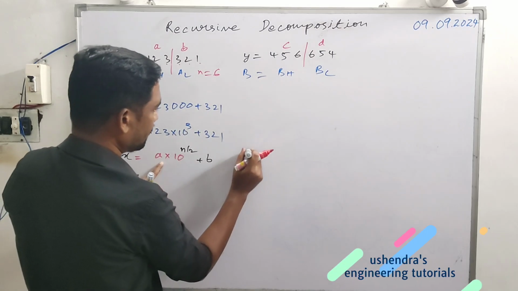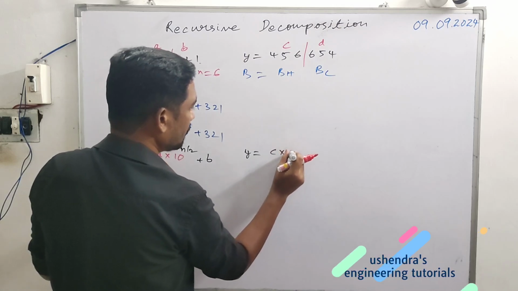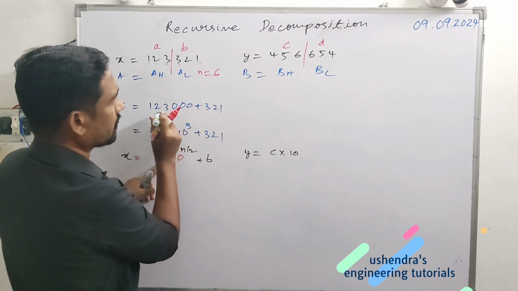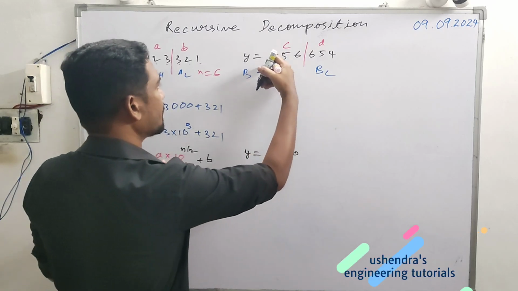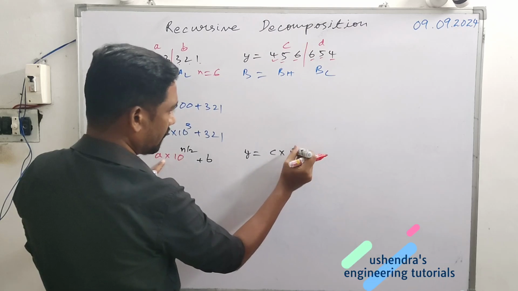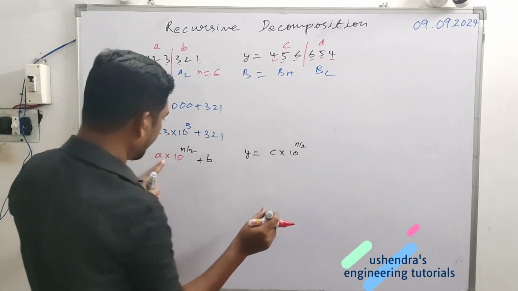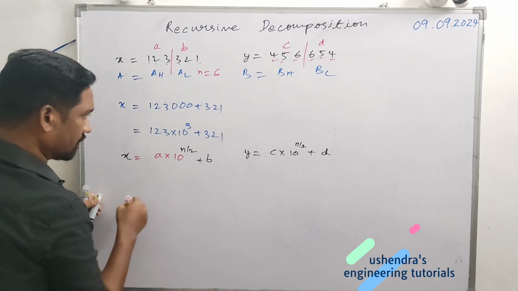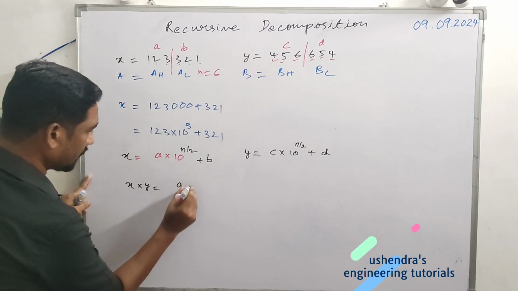And on the other hand, y will be in a similar manner. Y can be written as C into 10 raised to, again the same pattern, 456000 plus 645, the same pattern. And so once again we are dealing with n equal to 6, and here it appears 10 raised to 3, so it's 6 by 2, in the sense n by 2, again plus D.